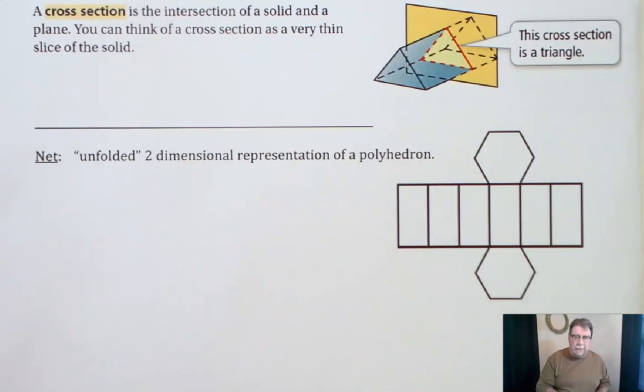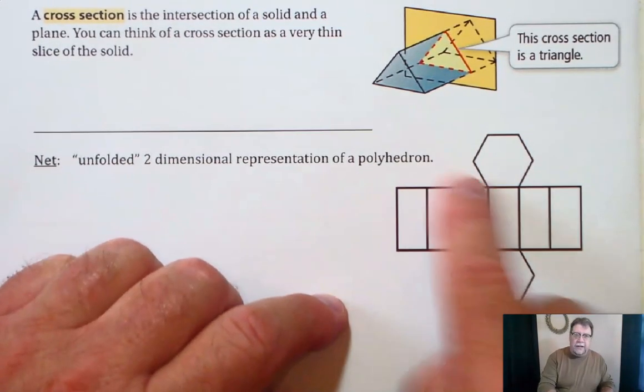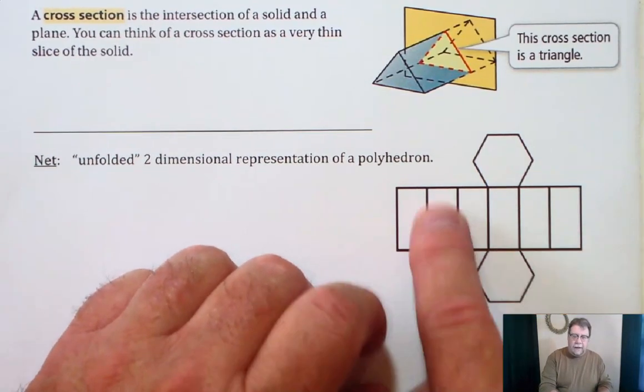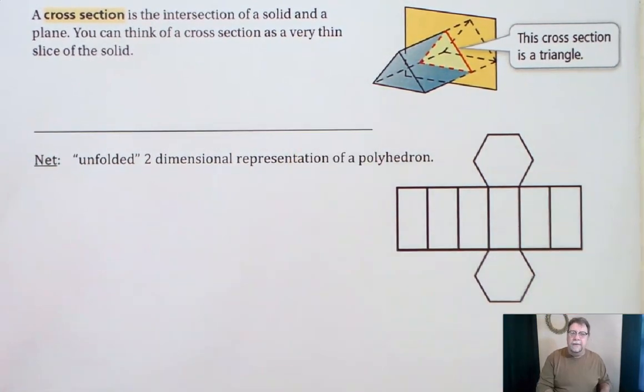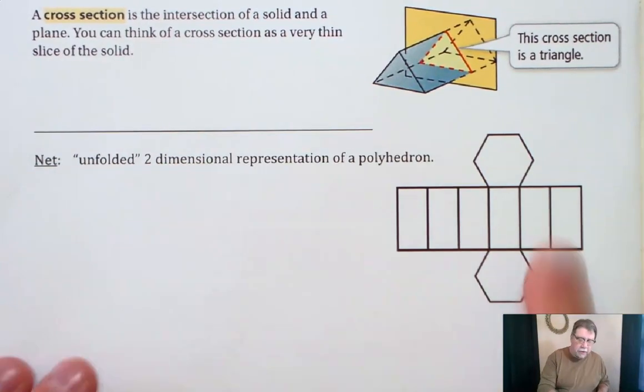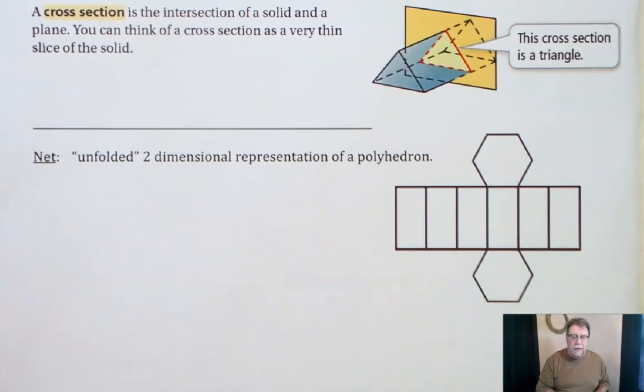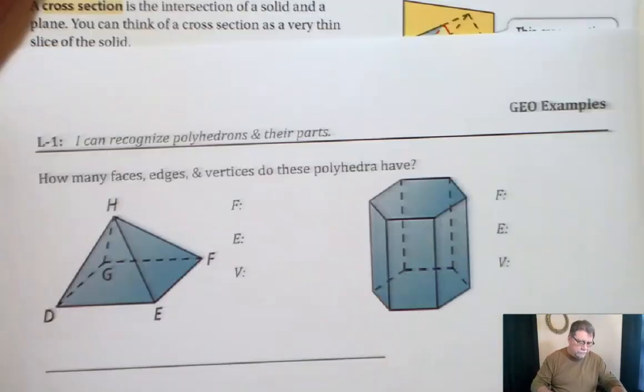And then like I said before, a net is a two-dimensional representation of a polyhedron. If you cut this out and fold it on its lines here, we could create and tape together the pieces, and we could create the three-dimensional hexagonal prism with this shape. Okay, let's take a look at a couple of examples.